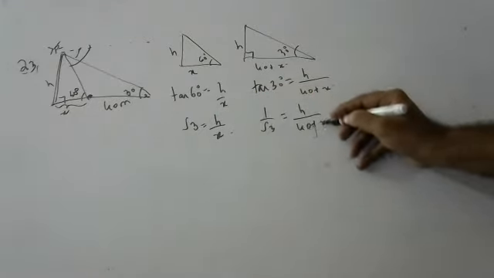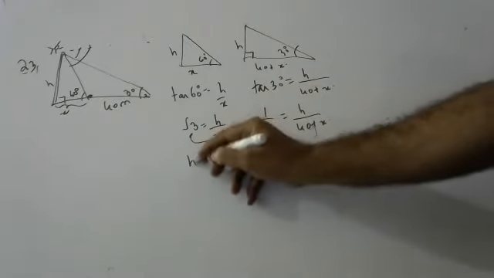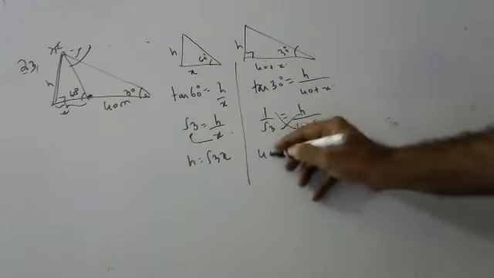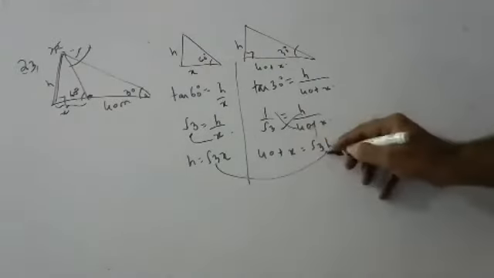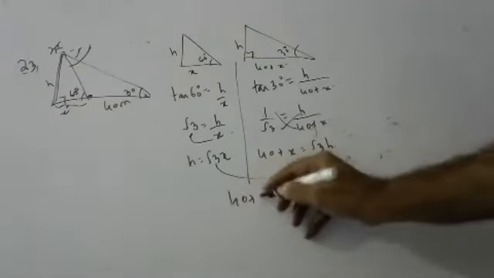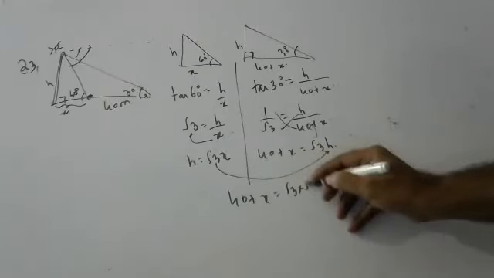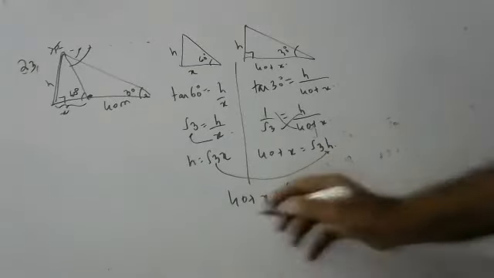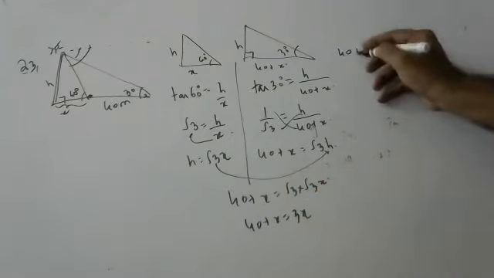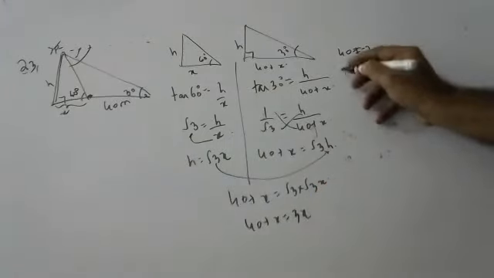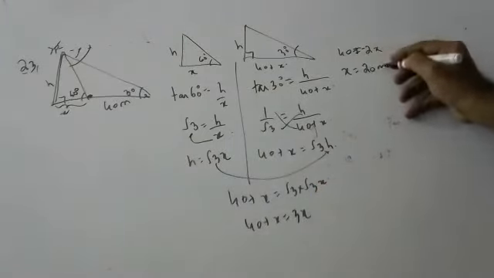Keep saying. And then h is equal to root 3x. Cross multiplication. 40 plus x is equal to root 3 into root 3x, which is equal to 40 plus x is equal to 3x. Okay. 40 is equal to 2x. X is equal to 20.